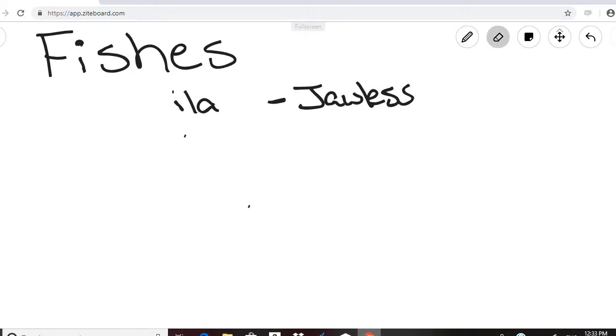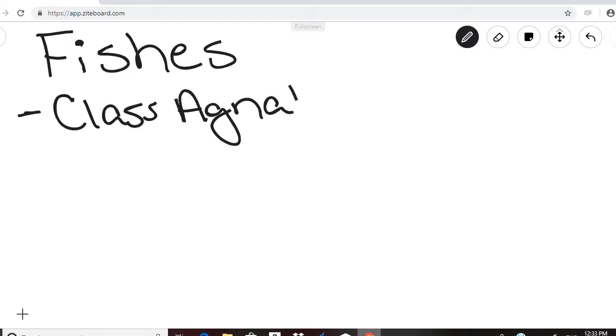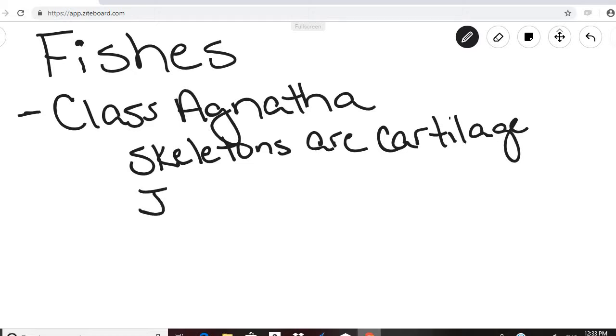I'm going to put up here the class names, but I'm not going to test you on the class names. I want you to know general characteristics. So the first class that we'll talk about is class Agnatha. And the skeletons are cartilage. And these fish don't have a jaw like the other fish that we will look at. So there's no jaw, so they actually eat by suction.